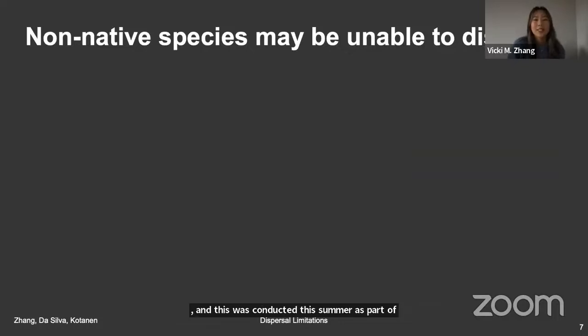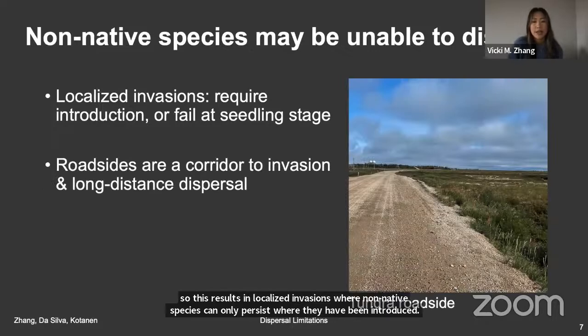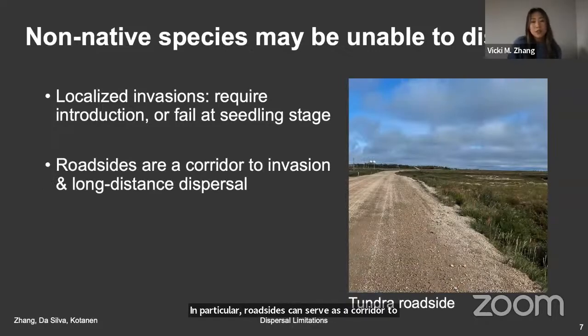Starting with testing dispersal barriers, seeds of non-native species may be unable to disperse into new areas without physical introduction. And once they're present, they might fail at the seedling stage. This results in localized invasions where non-native species can only persist where they have been introduced. In particular, roadsides can serve as a corridor to invasion, especially via vehicles and human footwear. Unpaved roads, like the ones pictured here, require roadside maintenance, and recreational vehicles traverse these roads commonly, and that can lead to long-distance dispersal.